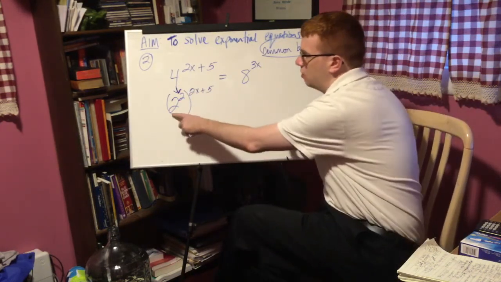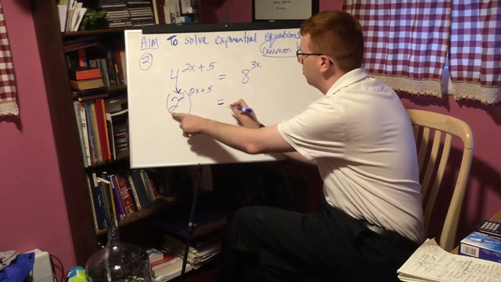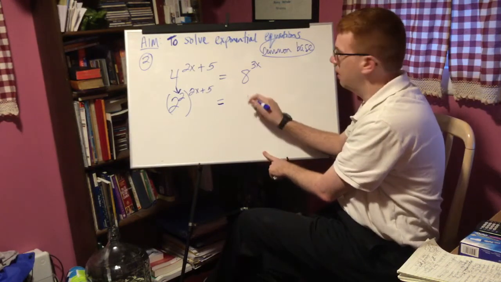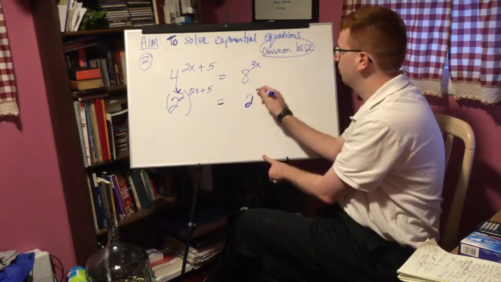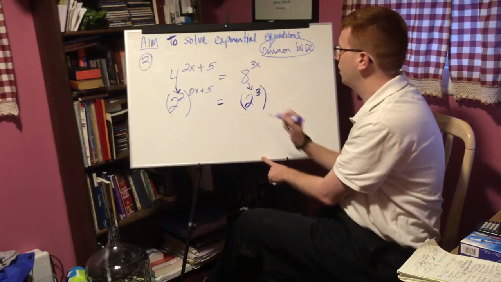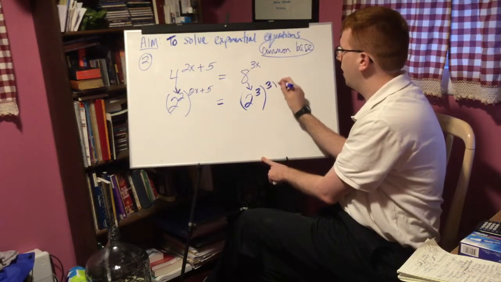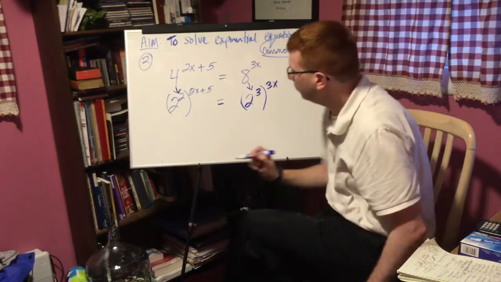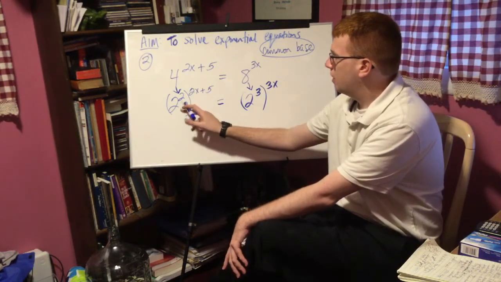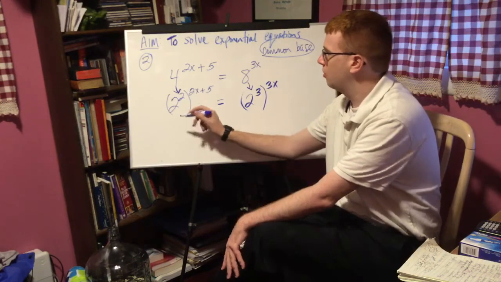And if I use a base of 2 over here, I want to try to use the same base on the other side of the equal sign, on the right side. So instead of putting 8 as the base, I'm going to put 2 cubed, which is equivalent. I'm going to trade that out and substitute it. And this is raised to the 3x power. And now we're going to go back to the left side and use our exponent properties.